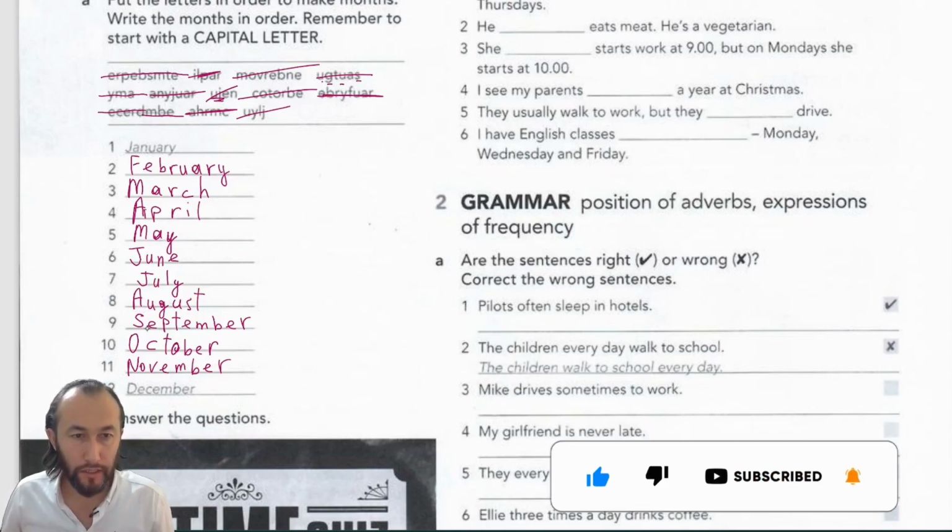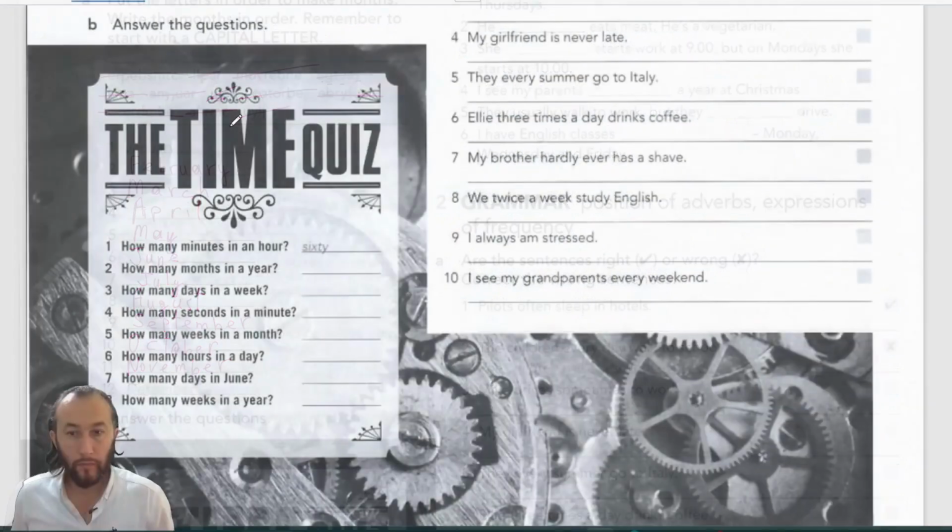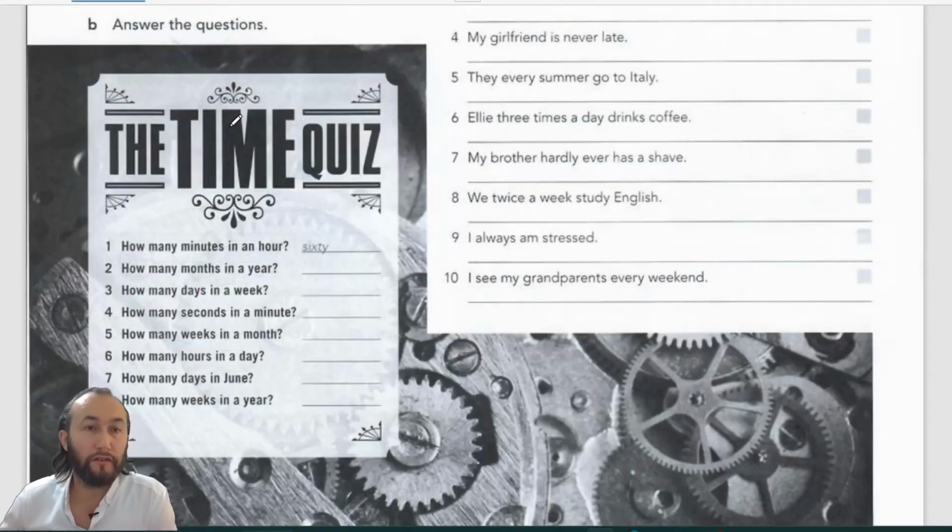Alright, guys, August, September, October, November, and December, guys. That's it. Now we're going to move to exercise B. All right, so exercise B. This exercise is asking us to answer the questions.